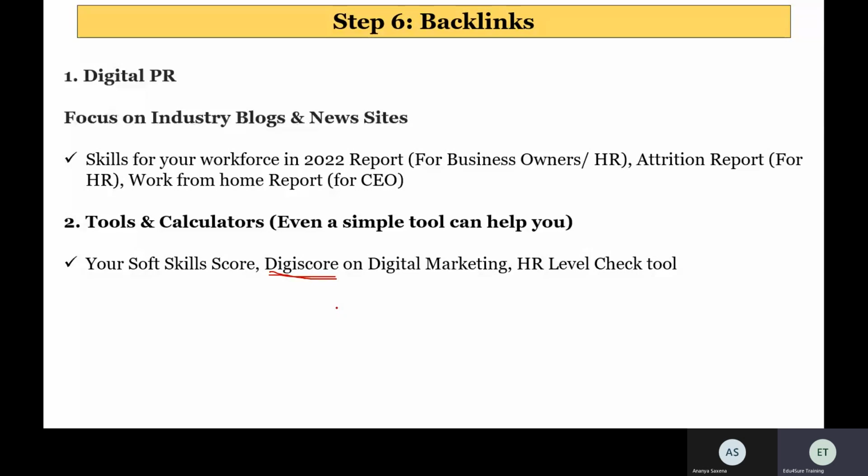Similarly, you can think of certain kinds of ideas for you, like a disease score, a digital marketing score, an HR level check where your HR skills lie, a soft skills score. These are three examples I mentioned, but you can think of examples from your niche as well. This calculator, this tool will definitely help you. Take a minute and tell me, will it be helpful or not on your website? Yes, it is a very nice idea.